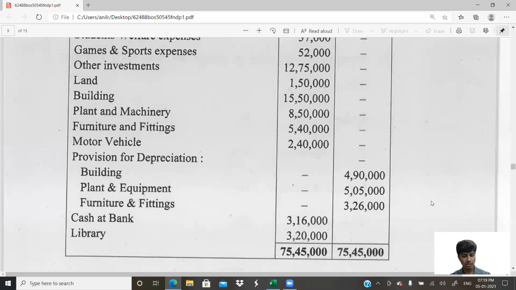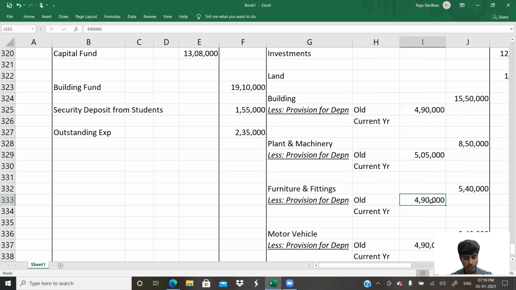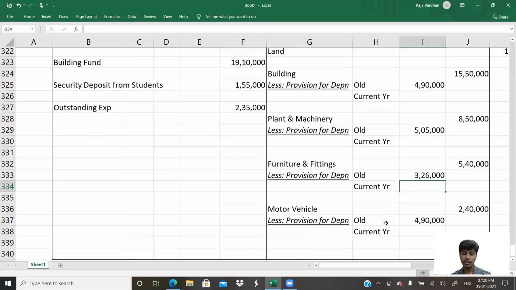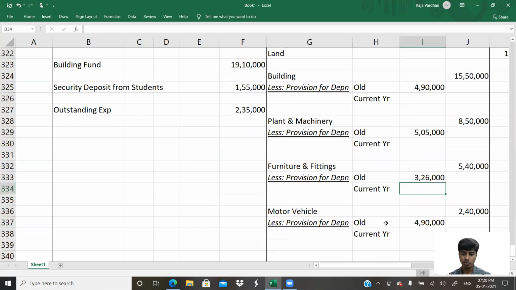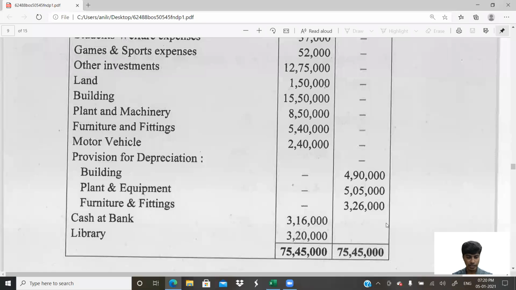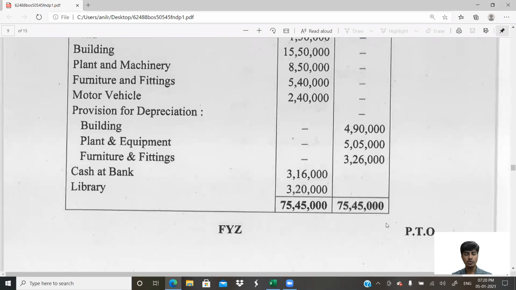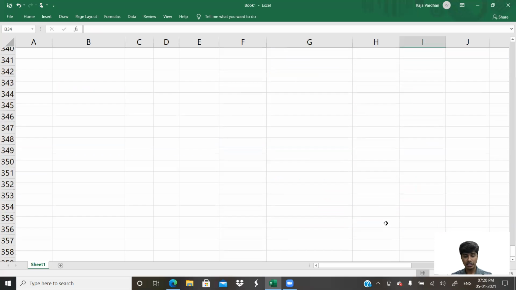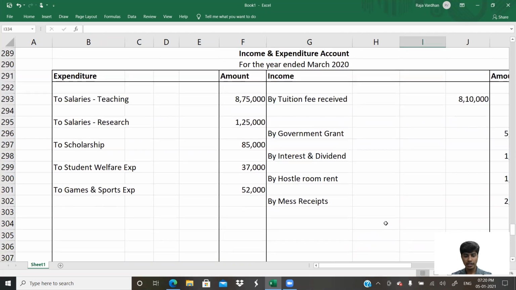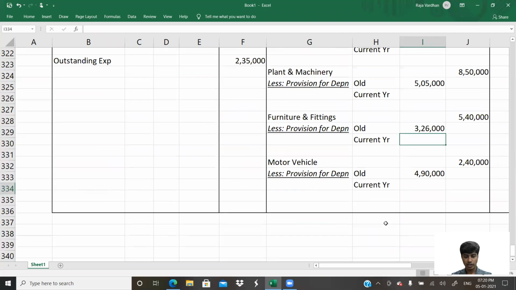Then furniture and fittings pay how much? 3,26,000. Get it? So current year depreciation, I'll take it from the adjustments and then put it later. Then I'll find the total provision for depreciation, deduct it from the asset, and the ultimate amount will go to the outer column of the balance sheet. Next, cash at bank 3,60,000. This is the closing balance. So it is an asset. I'll write it at the end here.